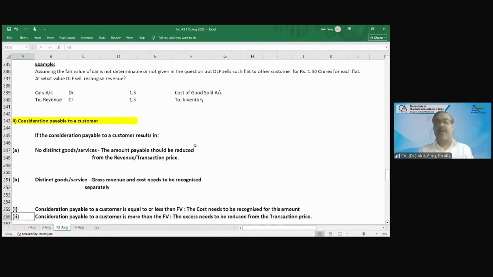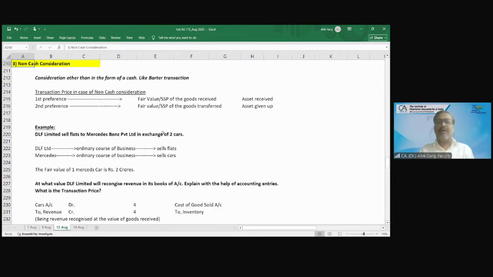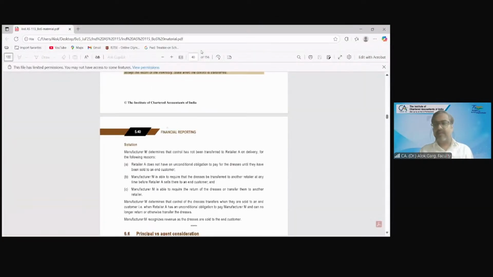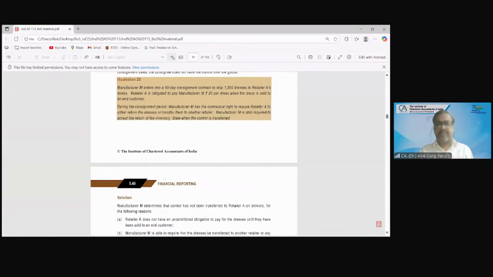Now we are moving to consideration payable to a customer, the fourth concept. Before moving into the fourth concept, let me cover one question from non-cash consideration, and one question from principal agent or consignment related things, right? So I am moving to the board of studies material, and please let me know if this material is visible to all of you.